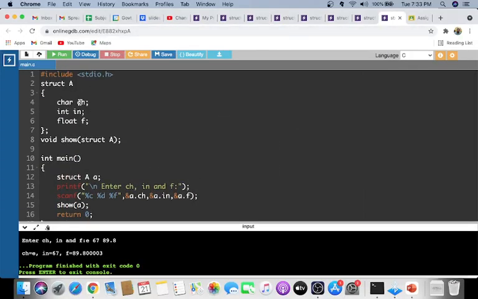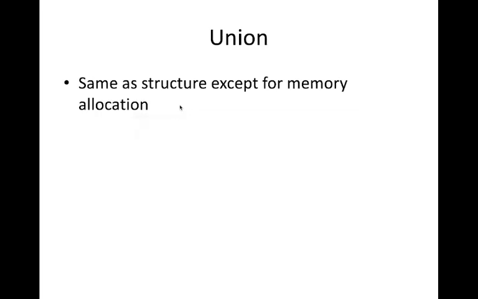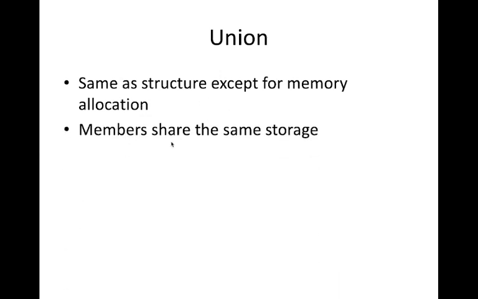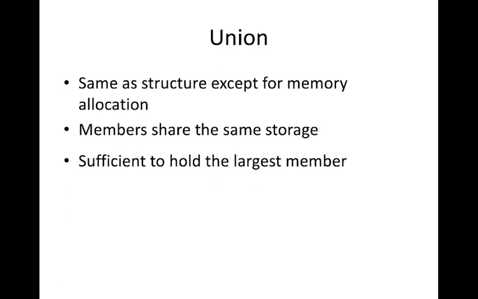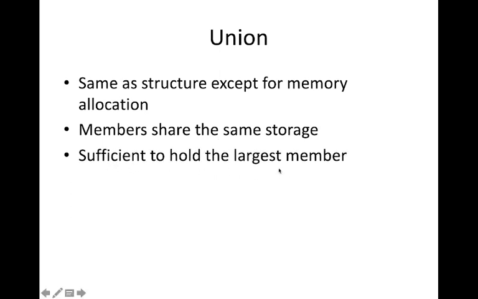In the case of structure, if we have three variables, character ch will require 1 byte, integer will require 4 bytes, and float will require 4 bytes. So 1 plus 4 plus 4, so 9 bytes will be allocated for a variable. Now we will see the difference in union. It is the same as structure except for memory allocation. Members will share the same storage. That's the difference.